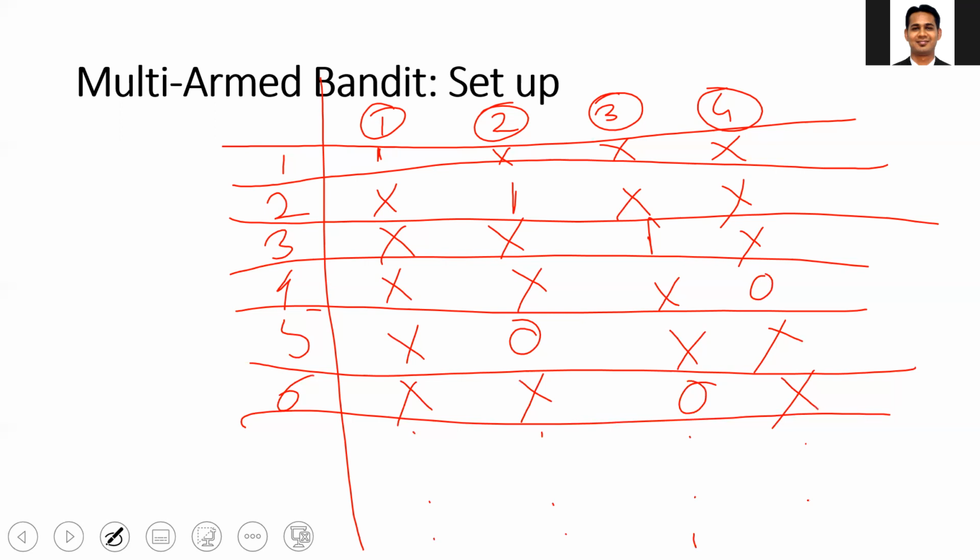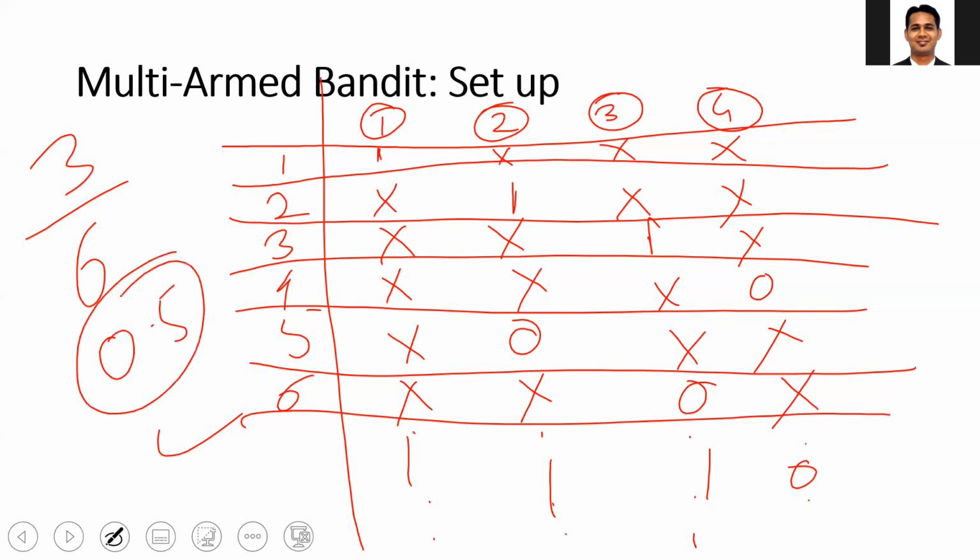But at the end, by the time you have completed the 6 time slots, how much reward did you get? You got 1, 1, 1, 1, and 0. So you got only 3 rewards out of 6. So what is your success probability? It is 0.5. Now suppose I tell you that this arm is producing reward 1 with 0.4 probability, this arm with 0.8 probability, this one with 0.1, and this one with 0.6.